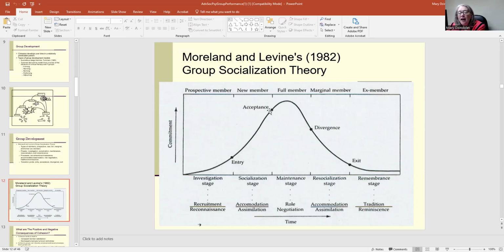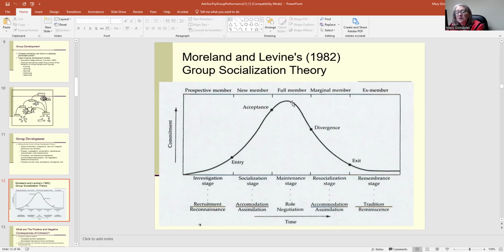Then the new member is accepted into the group as a full member. So that's the transition point of acceptance. Now that this person is a full member, we're in the maintenance stage. And you can stay in the maintenance stage for decades, depending upon what kind of a group it is. During the maintenance stage, there may be some role negotiation on both sides. But mostly it's just peaceful and you're doing what needs to be done.